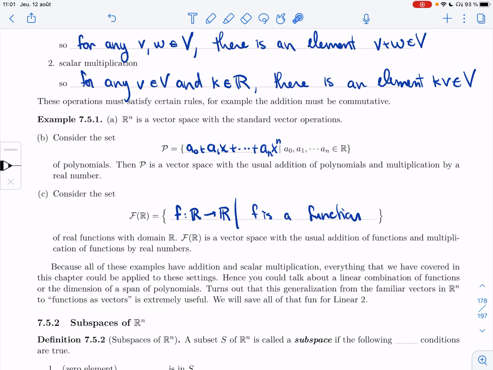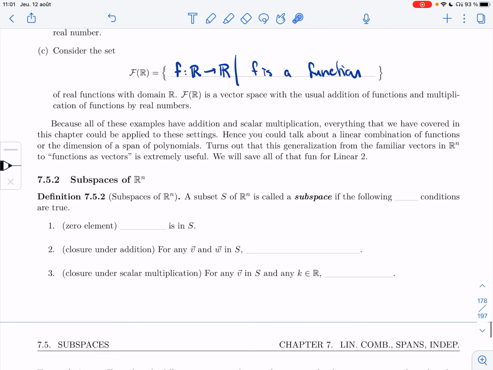And matrices can also become a vector space. And so there are tons and tons of situations where this would apply. And it turns out to be very useful, which is why we would cover it in a separate class. All right, so at this point, that's what a vector space means, and we're going to look for subspaces.